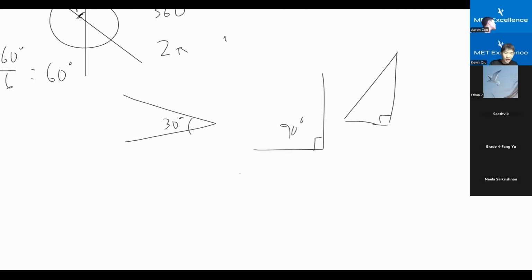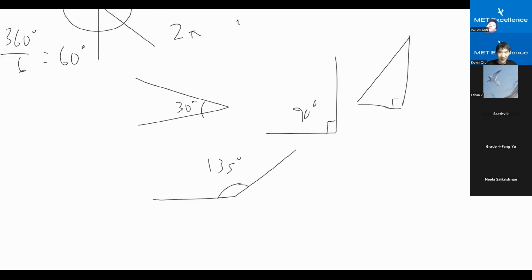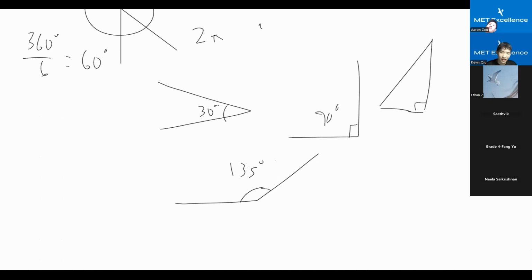And then lastly, or pretty much lastly, we have obtuse angles, which are between 90 and 180 degrees. This one looks close to like 135. And they're wide. So obtuse is just like a pretty large sounding word. So yeah, I guess that's just how you remember it. Or just remember it as the one that's not acute or right.